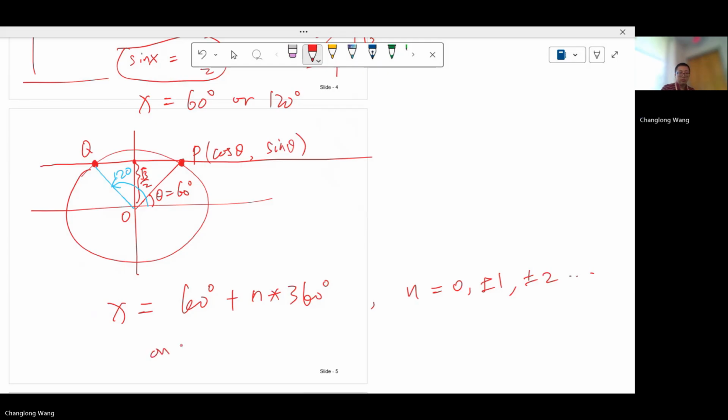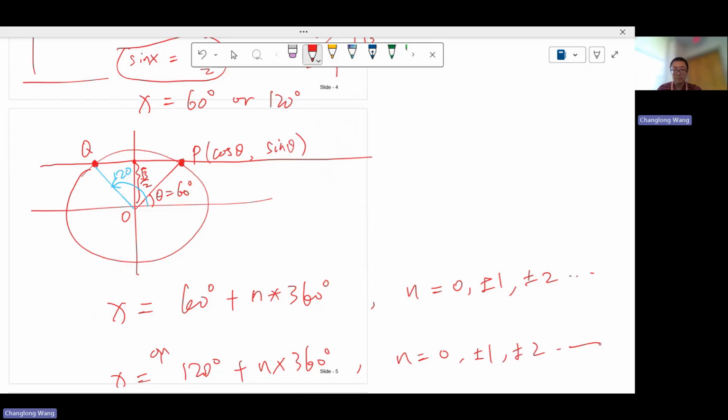Or x is 120 plus n times 360, and n is going to be, again, 0, plus or minus 1, plus or minus 2. That's all.